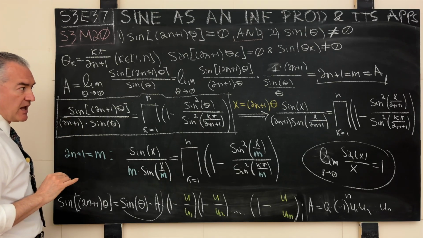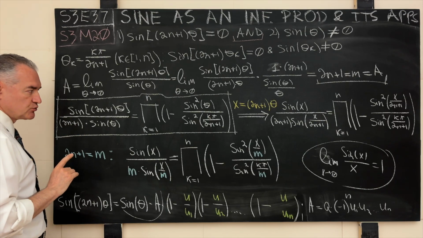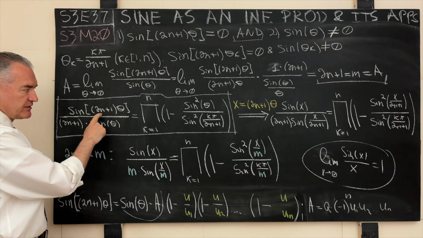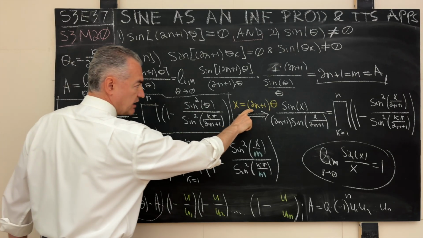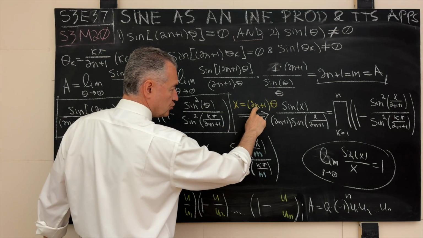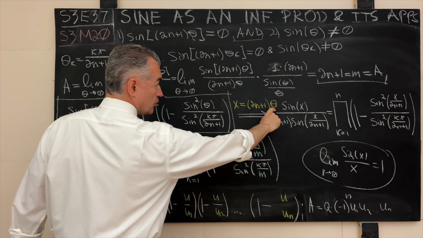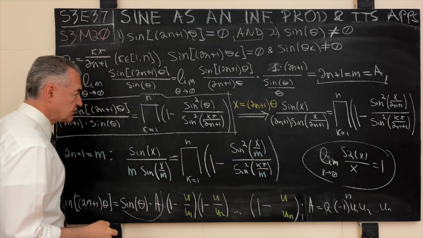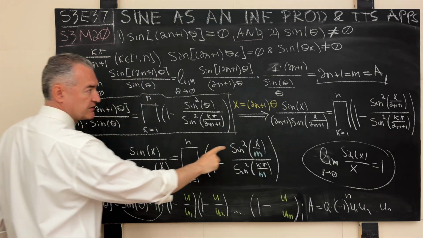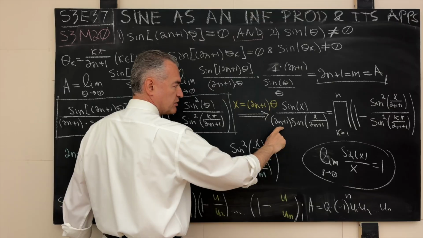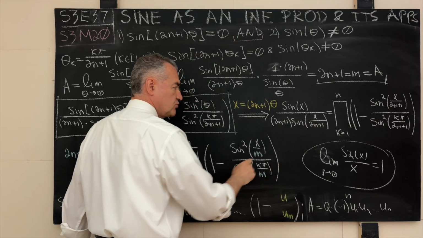We'll move on. And the way we will move on is as follows. We'll rescale this variable right here, the angle theta. And the rescaling is done as follows. X is equal to 2n plus 1 times theta from here. Theta is equal to x divided by 2n plus 1. So here the argument becomes x. Sine of x divided by 2n plus 1 times sine x divided by 2n plus 1.